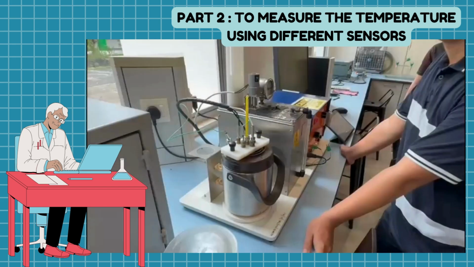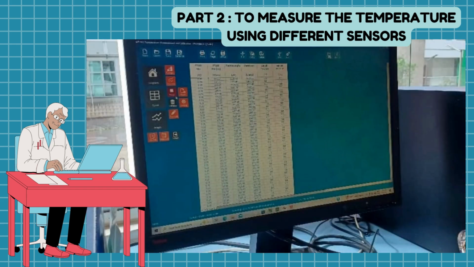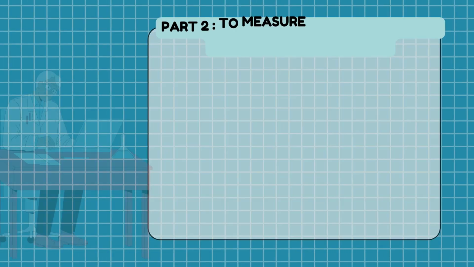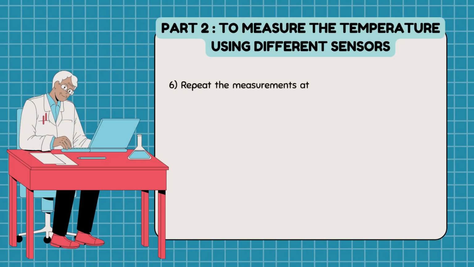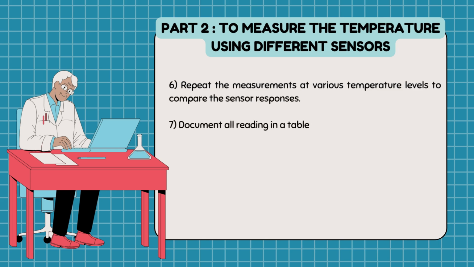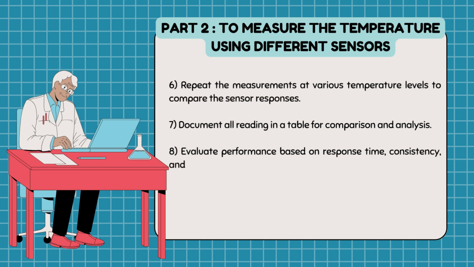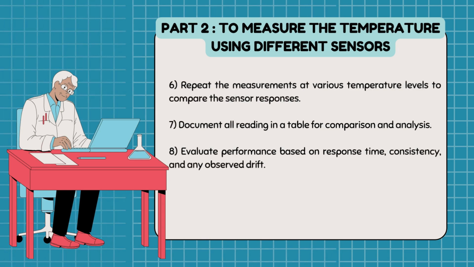Next, allow the sensors to stabilize for a few minutes to ensure accurate readings. Record the raw outputs and convert them to temperature using the respective conversion equations. Then repeat the measurements at various temperature levels to compare the sensor responses. Document all readings in a table for comparison and analysis. Last but not least, evaluate performance based on response time, consistency, and any observed drift.